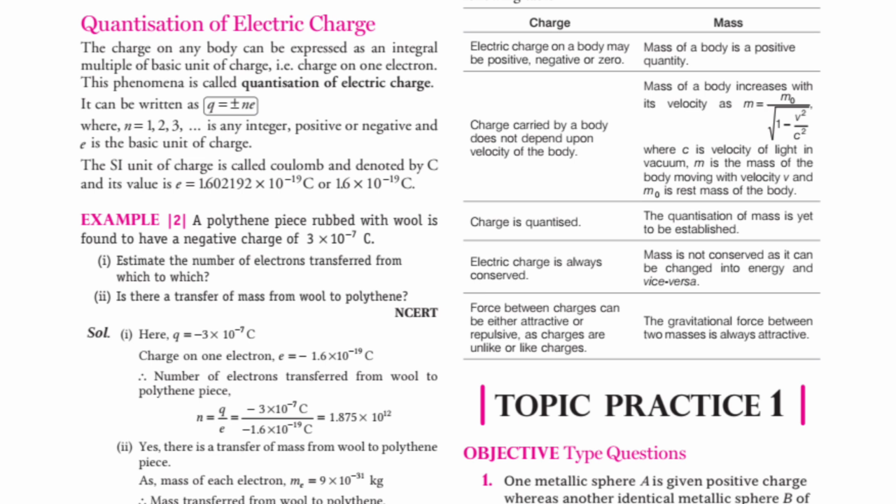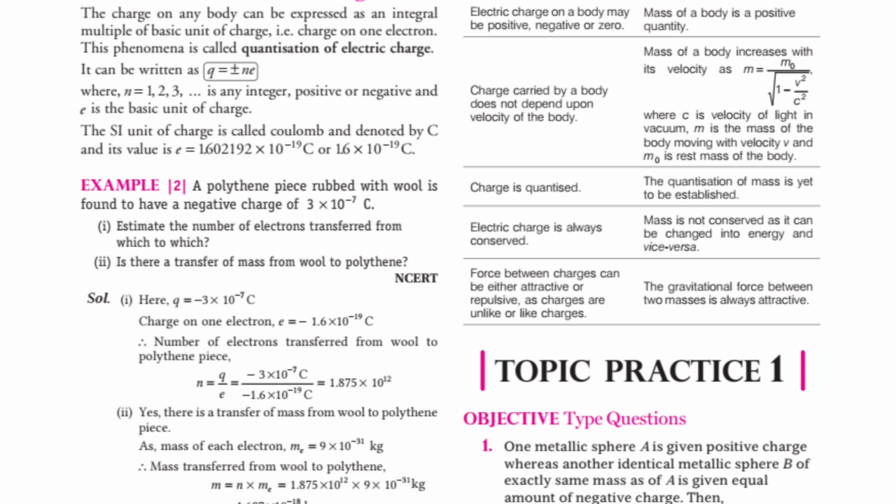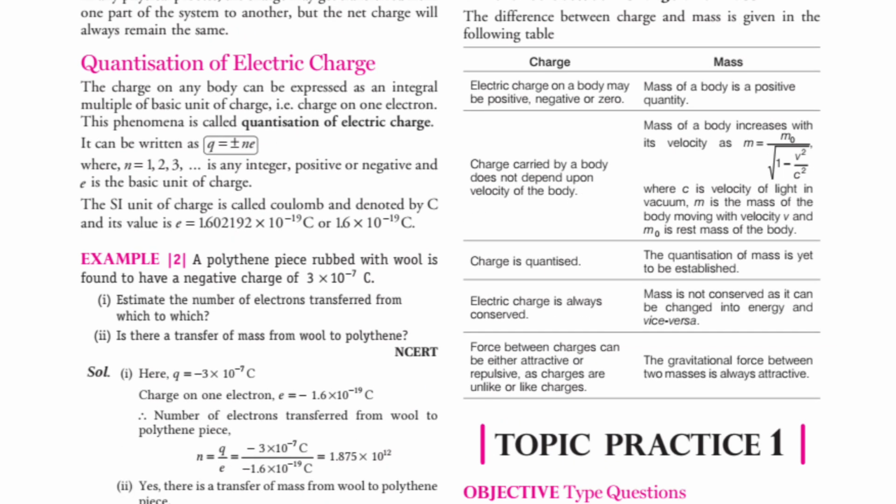फोर्स बिटवीन चार्जेस कैन बी आइदर अट्रैक्टिव और रिपल्सिव, as charges are unlike and like charges. Okay, and here the gravitational force between two masses is always attractive. यहाँ पे gravitational force जो भी रहेगा दो मास के बीच में, that is always attractive, gravitational force, that is mass.